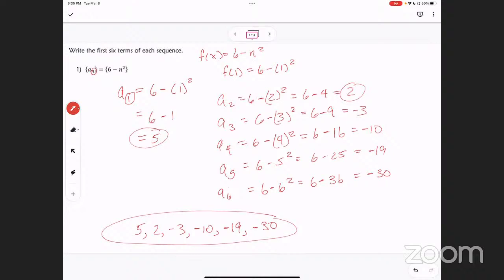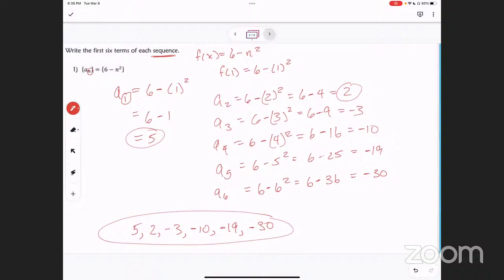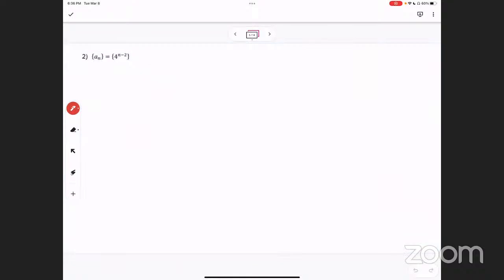So sequences are lists separated by commas. And a series, if you've done those yet, is a sum of a sequence. So you're adding the values together. That's the difference between that and that. So same question, first 6 terms?